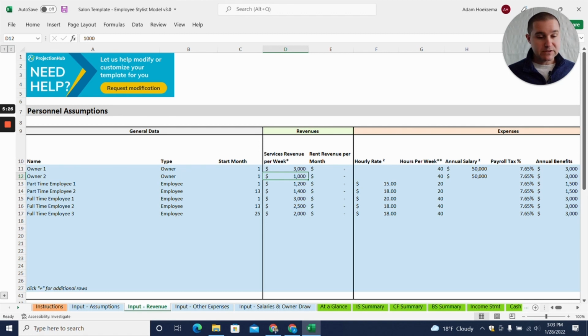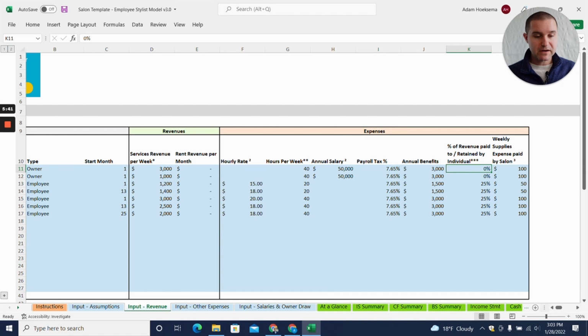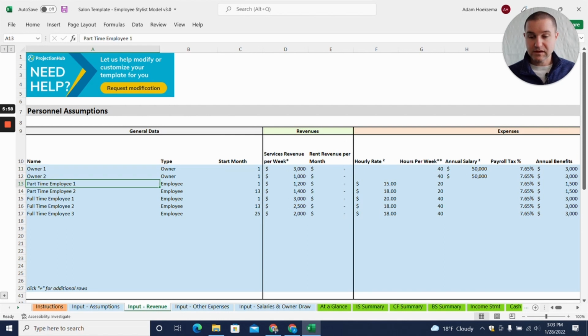But they put some money in, and so maybe, as an owner, they're planning to take $50,000 as an annual salary, and so are you. You're both going to take $50,000 as an annual salary. Some benefits there. And then we have the ability here to put in a weekly supplies expense that's paid by the salon. So if you're using product or supplies, you can assume that the salon would be responsible for providing that.